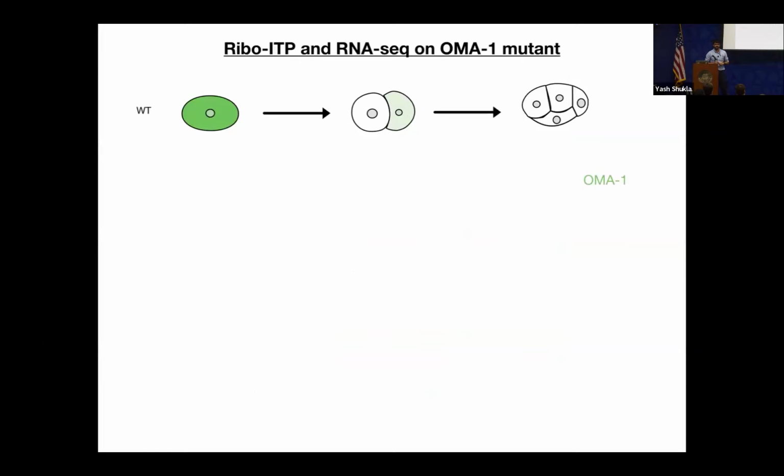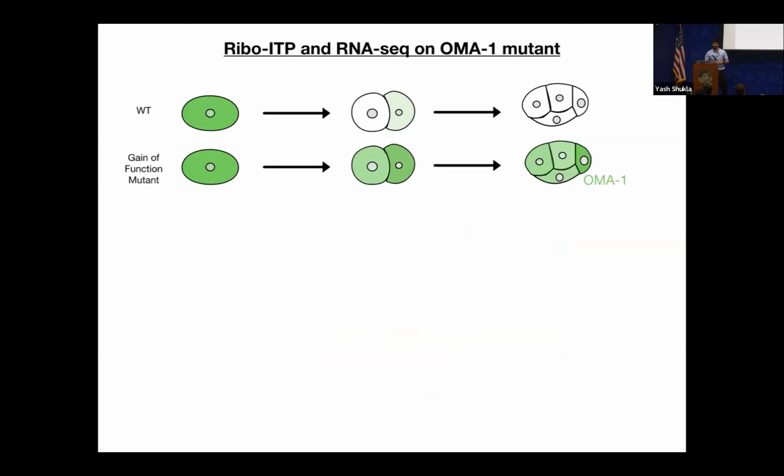The way we went about doing it is that we had this Ribo-ITP and RNA-seq data at the wild type 1, 2, and 4 cell stages. We then applied the same platform on a gain-of-function mutant in which OMA1 does not degrade over time. Then you can compare these at each of these stages to know what role OMA1 specifically plays in terms of translational regulation.